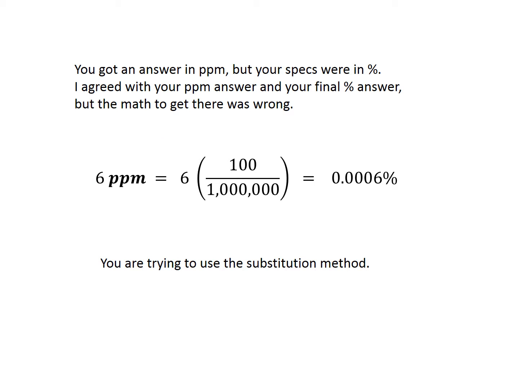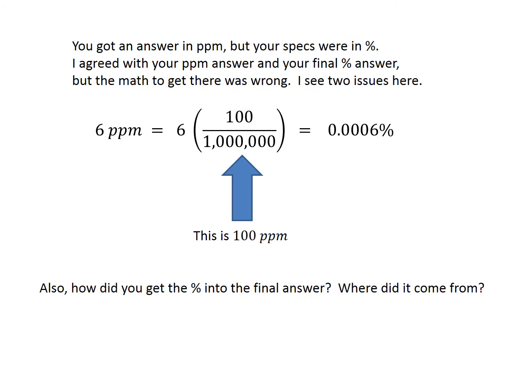Except, I don't agree with this at all. I agree with this, and I agree that 6 ppm equals this, but there's something wrong here. I see what you're trying to do. You're trying to use the substitution method. You're trying to get rid of this ppm and substitute it with this, but let me explain what I see wrong with it. Okay, I see two things wrong here.